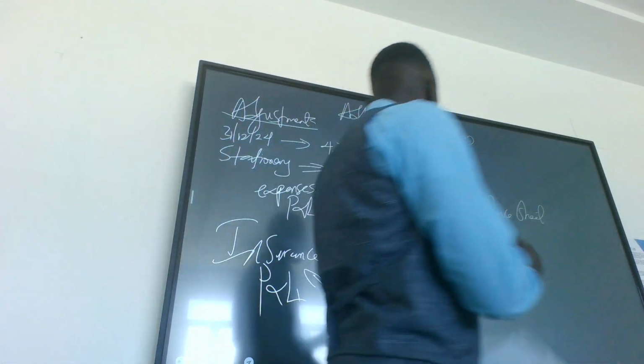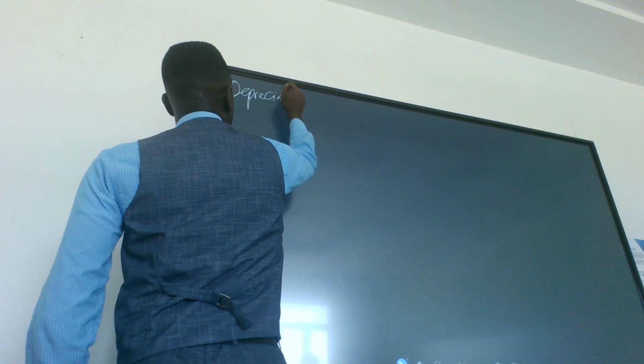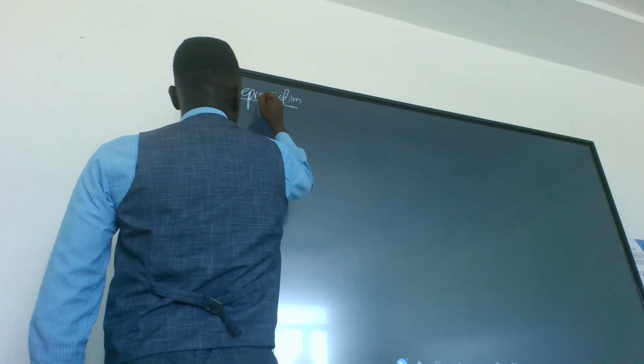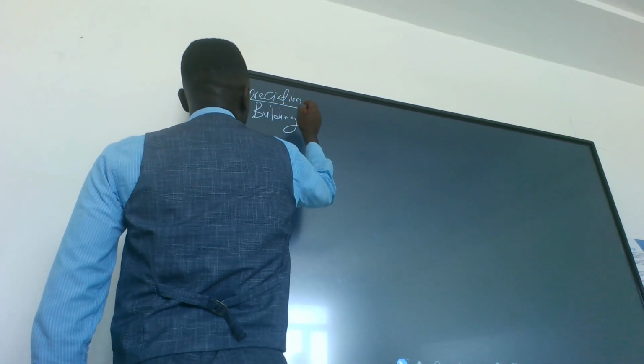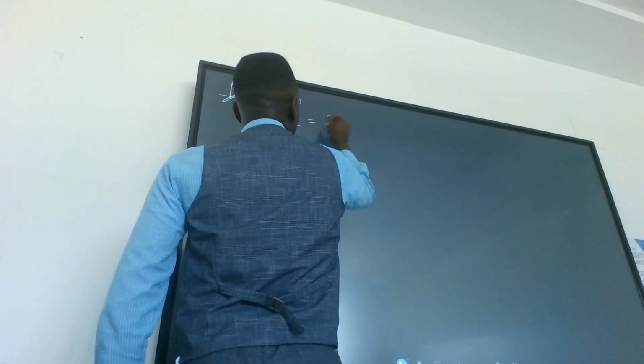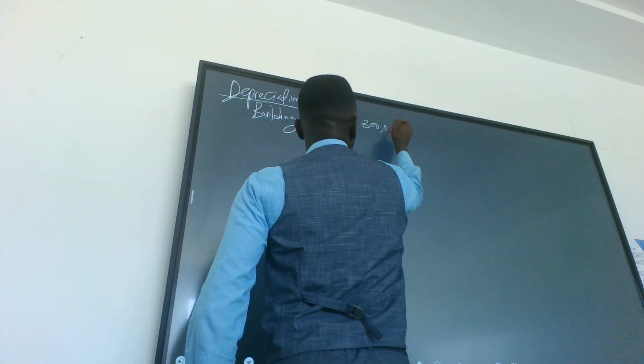Depreciation. For depreciation, you follow what was stated. Adjustment for depreciation. The first one is building, right? What was stated about building? 2% of cost. 2 over 100 of cost. What's the cost? 300,000.